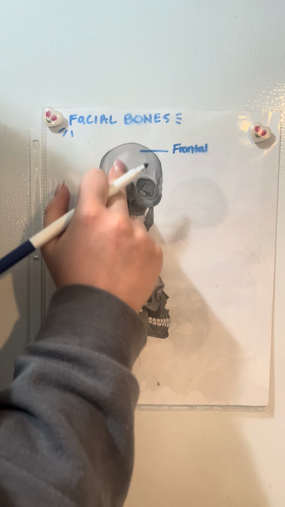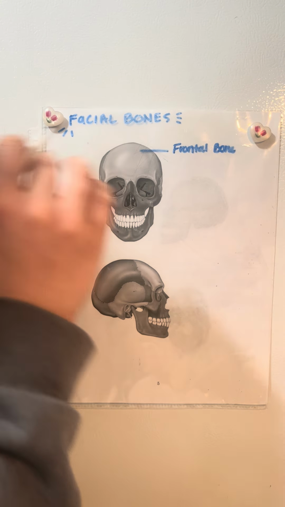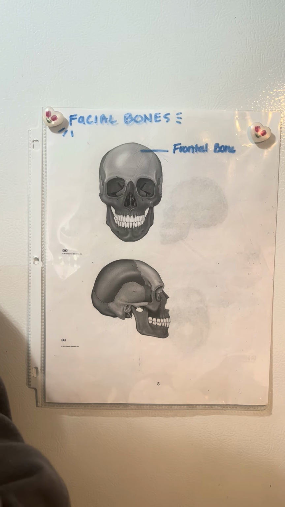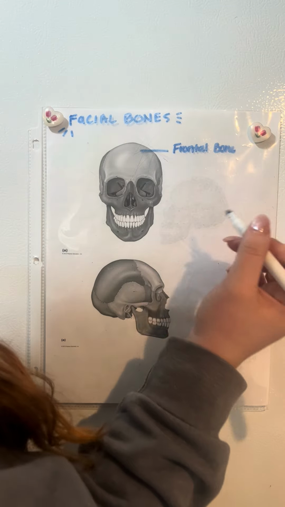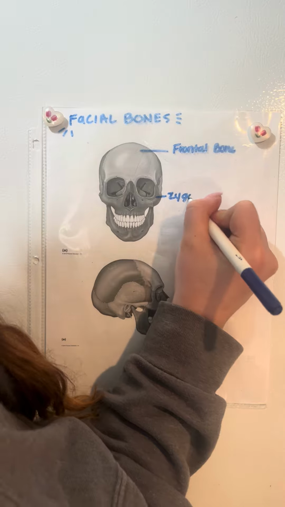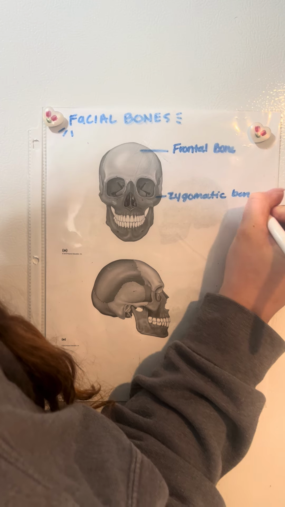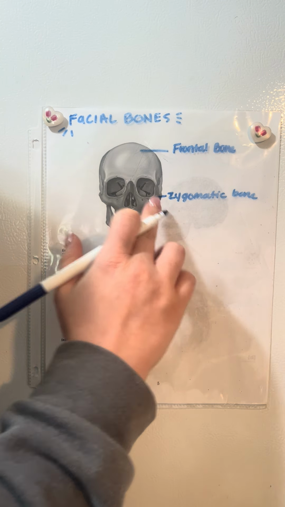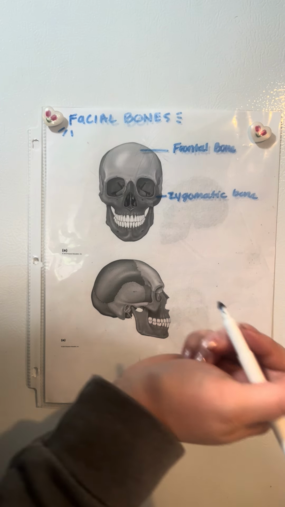You're going to notice the forehead. So the frontal bone is the biggest bone on the face from the front view. There also is a couple other bones that make up this part of the face. So here we also have the zygomatic bone. So the zygomatic bone is actually your cheekbones. So if you can remember, zygomatic equals your cheekbones. Those are the parts that stick out the most and make the cheeks when you smile.